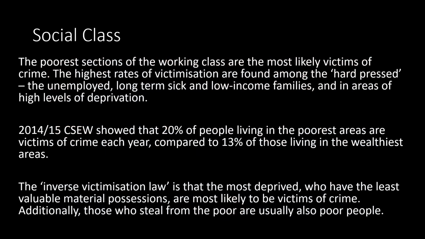So, for example, as you can see here, with social class, the evidence of this is that the poorest sections of society are more likely to be victims of crime. So in the 2014-15 crime survey for England and Wales, 20% of people living in the poorest areas of society were victims of crime, compared to only 13% of people living in the wealthy. And this relates back to realism again, in the sense of the wealthy having the opportunity to target harden, to have better security, to prevent being a victim.